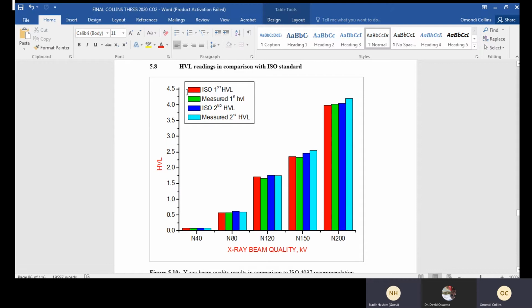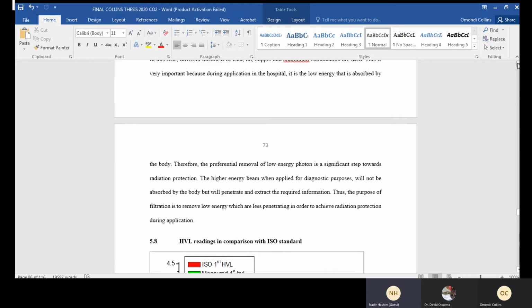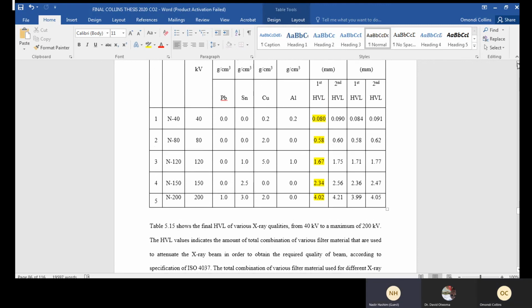The measured. One minute, Collins. Yes, take me back to the table. Just for point of clarity, first HVL and second HVL, what do you mean by this? Are these two readings, or is it the first HVL and the second HVL?